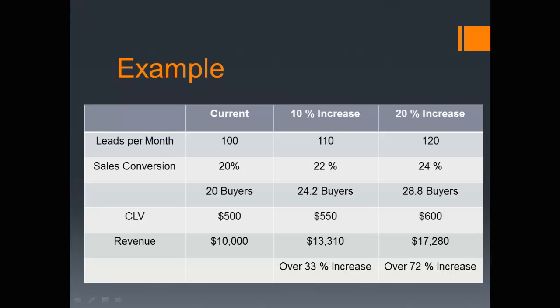Next, we have sales conversion. So right now, through their sales process, they are converting 20% of the 100 leads that are coming in to buyers. So their sales percentage or closing ratio is 20%. So 20 buyers per month.